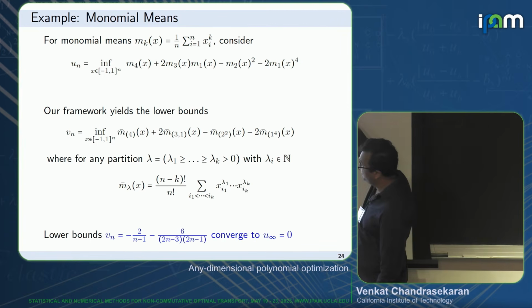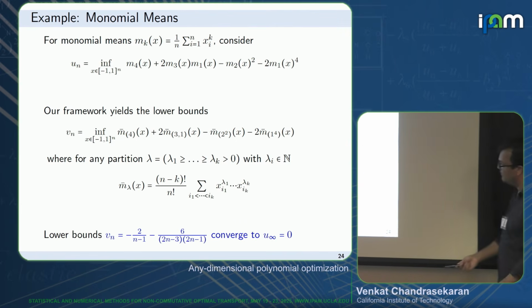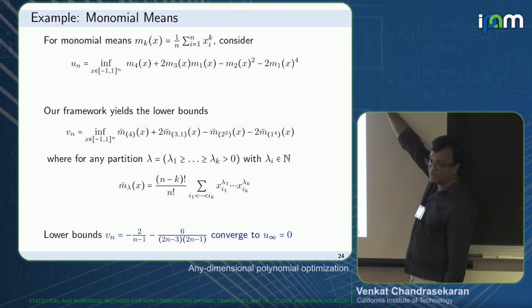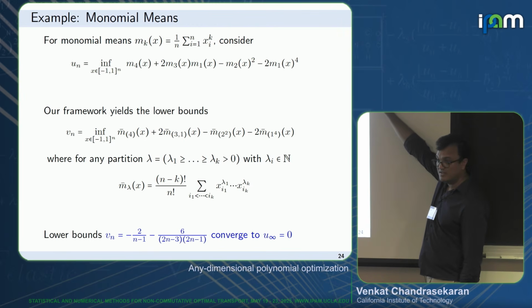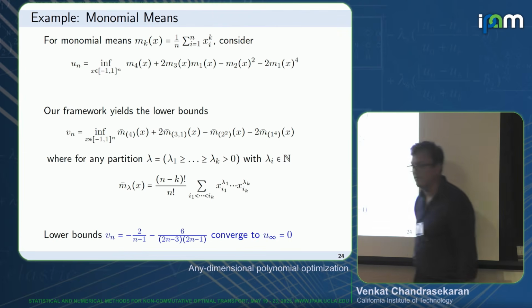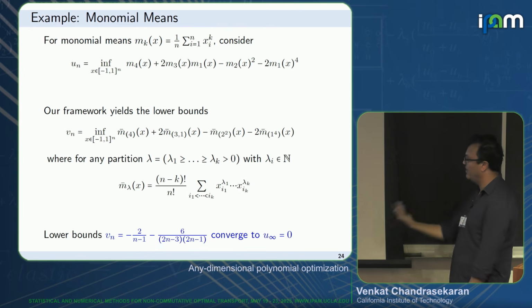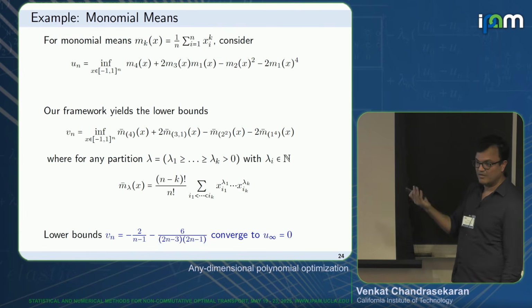And for this problem, you get lower bounds that are like this, and they converge to u infinity of 0, which is what u infinity is here. And they converge at a rate of 1 over n. Right, so each Vn is less than or equal to 0, it produces a lower bound, and it converges at the predicted rate of 1 over n.